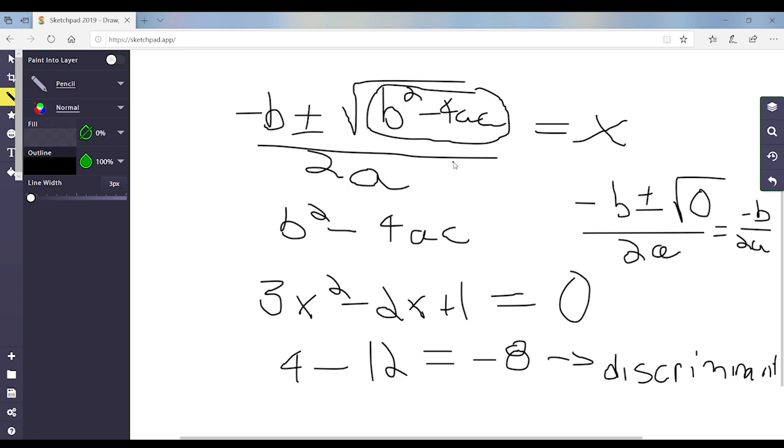And so it's a big part of the formula, obviously, because if it's negative, then you know that the equation doesn't work. If it's 0, again, it's just going to be 1. If it's positive, there are going to be 2 solutions.